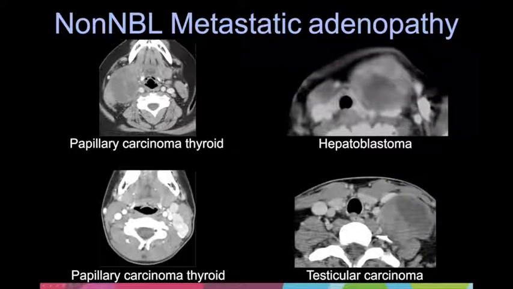Lastly, nothing terribly specific about any of these, but just remember that malignancies other than neuroblastoma and nasopharyngeal carcinoma may metastasize to the cervical nodes in children, just as they can in adults. We have 2 patients on the left with papillary carcinoma of the thyroid presenting with neck masses that represented metastatic disease, a young child with hepatoblastoma and a large necrotic left anterior neck metastasis, and a teenager with testicular carcinoma presenting with a supraclavicular metastasis.